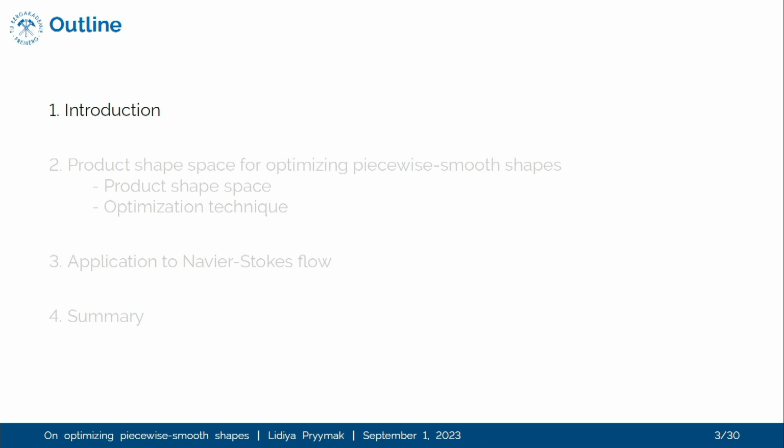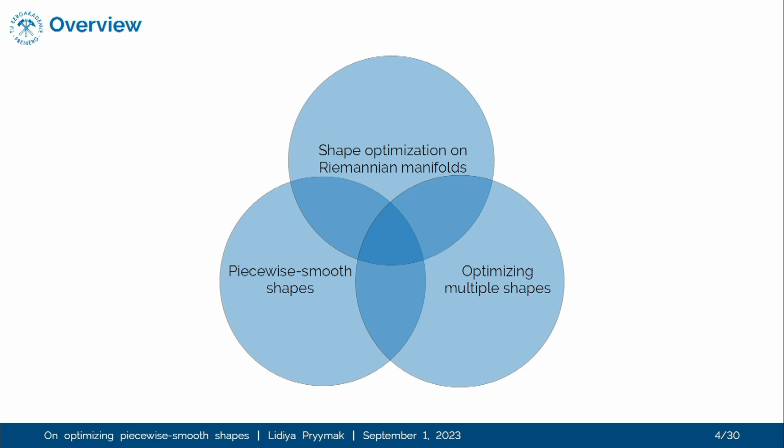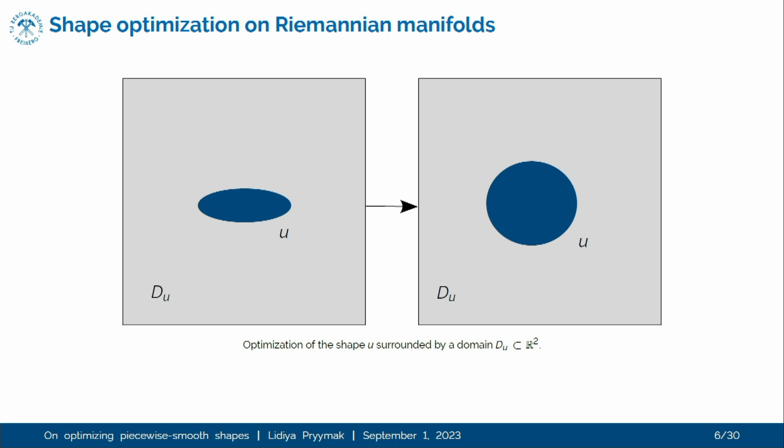So, starting with the introduction. Well, as I said, there are these different topics that we need to consider when defining our shape space, which are shape optimization on Riemannian manifolds. We have the topic of piecewise smooth shapes, and also very important, the optimization of multiple shapes. Well, start with the shape optimization on Riemannian manifolds.